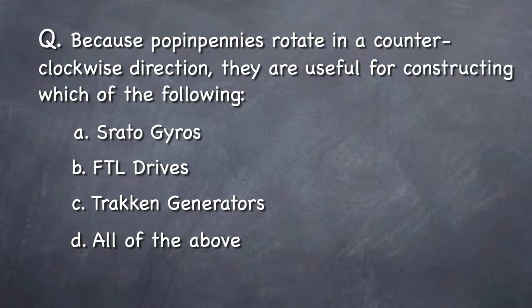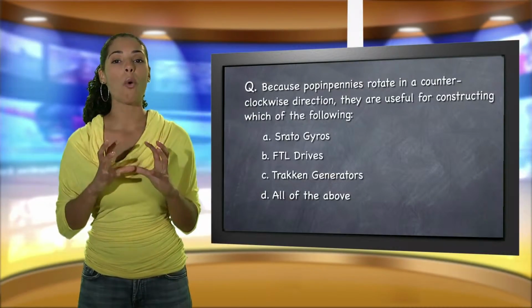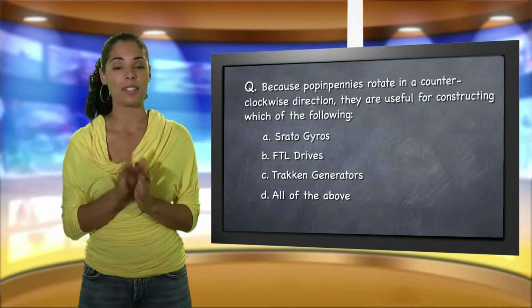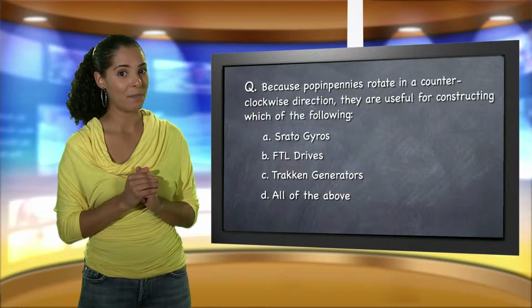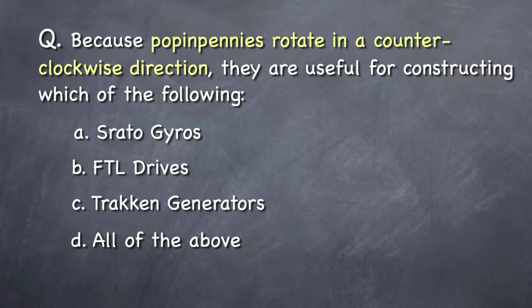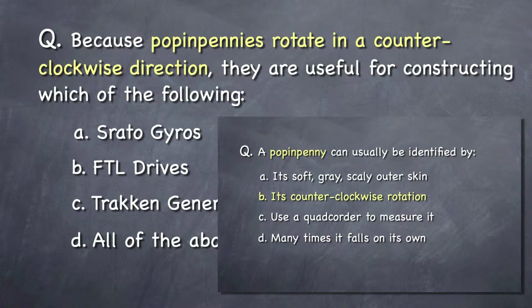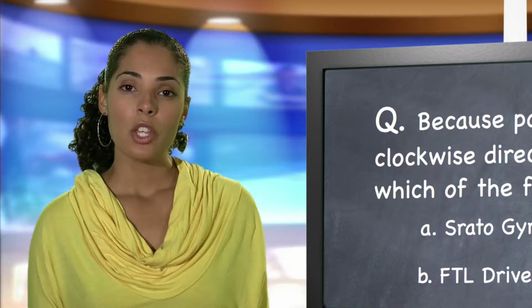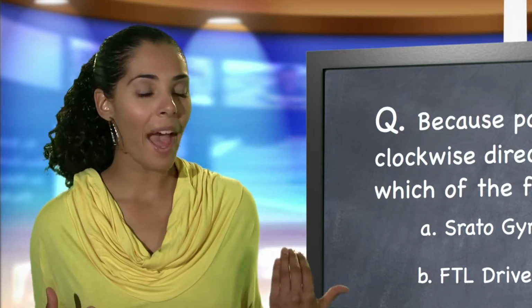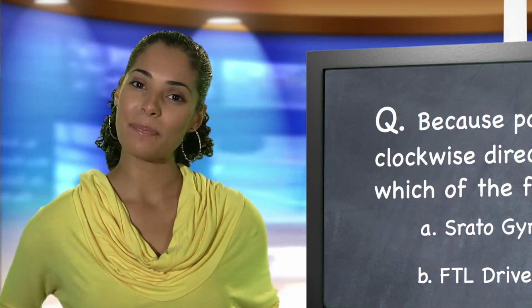But this question does demonstrate an even more important technique. It can almost guarantee you extra points if you're paying attention. So the stem of the question says, poppin' pennies rotate counterclockwise. 2 questions ago, it asked you to identify a characteristic of poppin' pennies, and rotating counterclockwise was one of the options. So if you marked it wrong, go back and get your extra points.